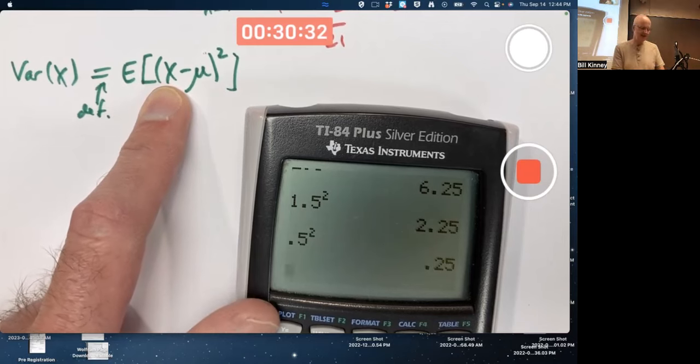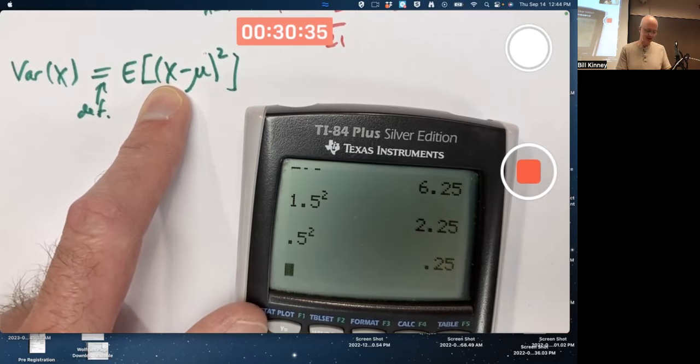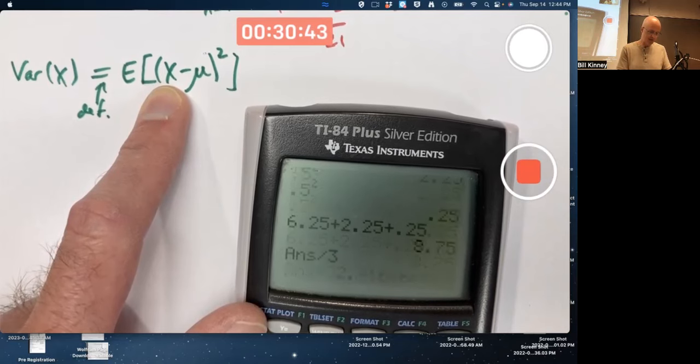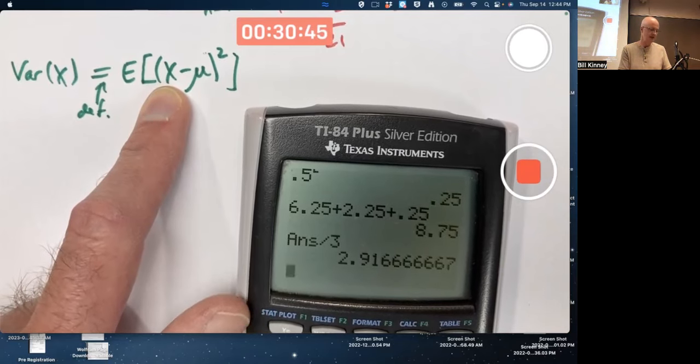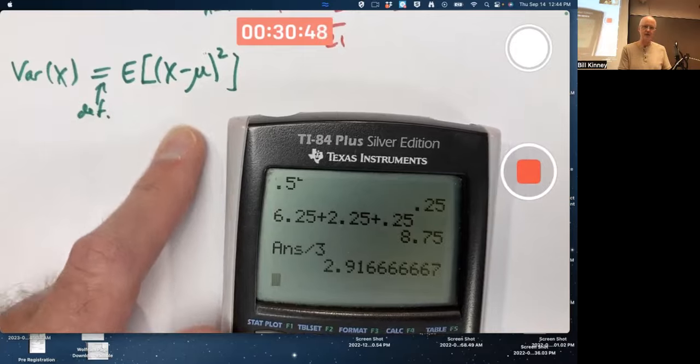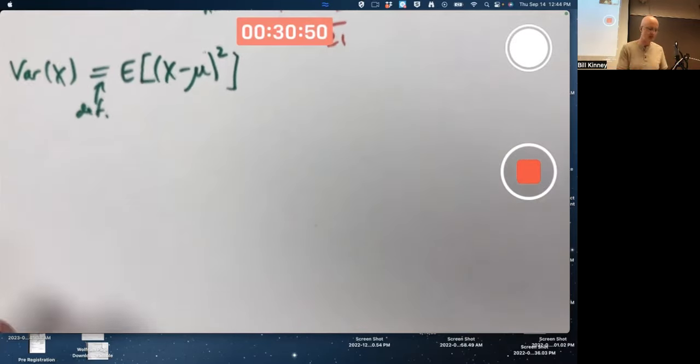What should its mean be? It should be the average of those three numbers. I'm guessing the answer ahead of time here. We'll see if we're right. Add them up, divide by 3. The average is 2.916 repeating. Is that really what we're going to get here? I'll have to wait and see.